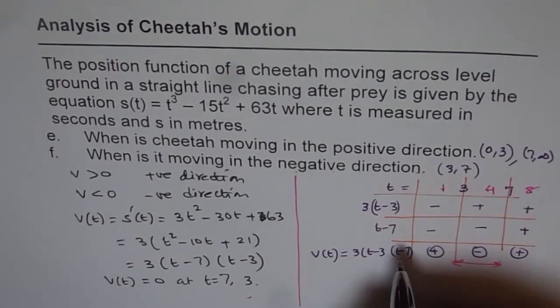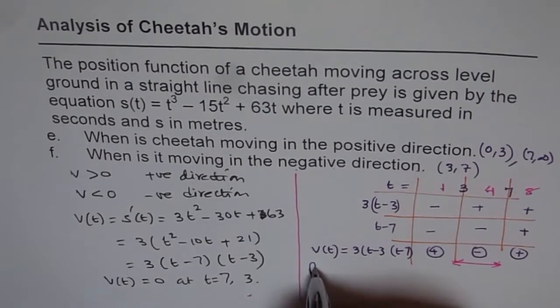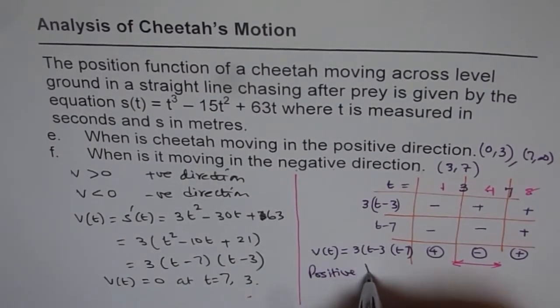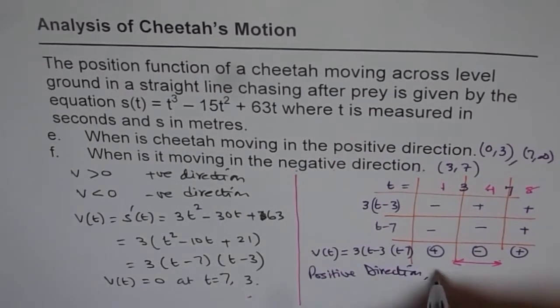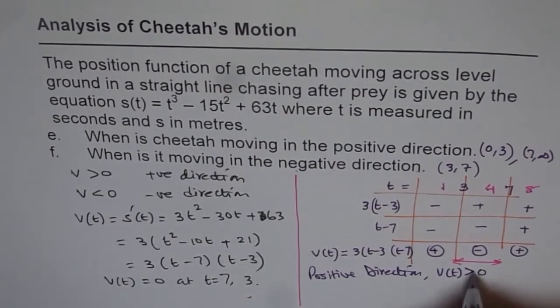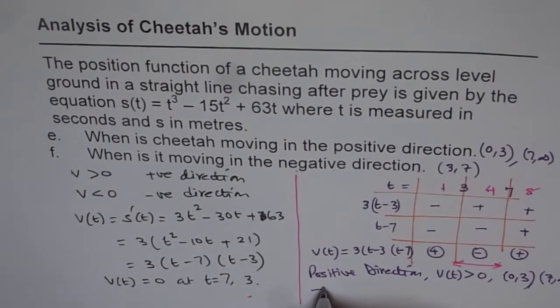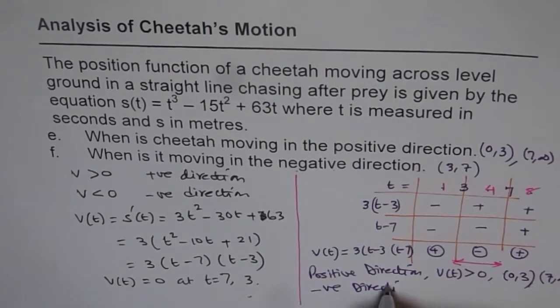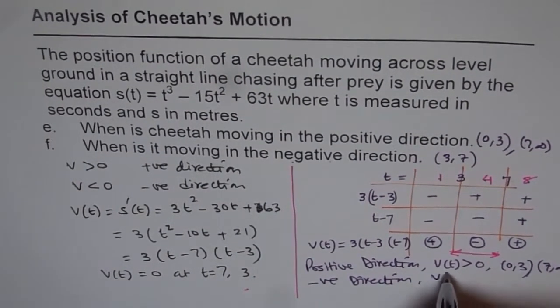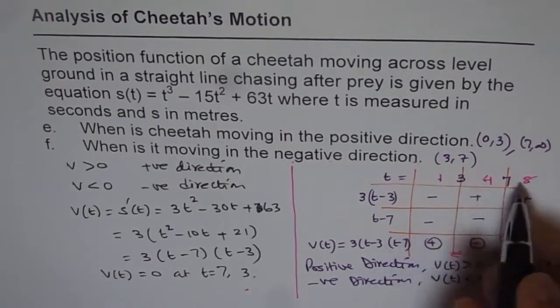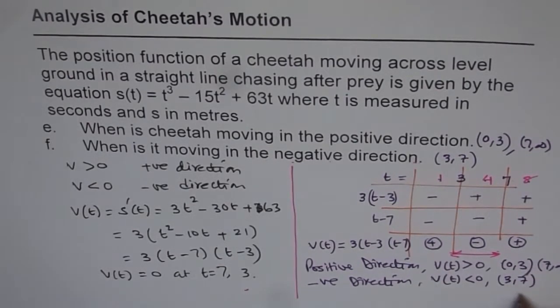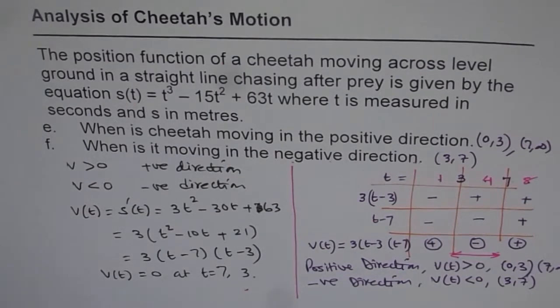Remember one thing, that positive direction here means when velocity is greater than 0. And in our case, velocity is positive when the value of t is from 0 to 3 or after 7. We can write 7 to infinity. And negative direction is when velocity is less than 0, and that is when the time is between 3 and 7 seconds. So that is the duration when it is moving in the negative direction.